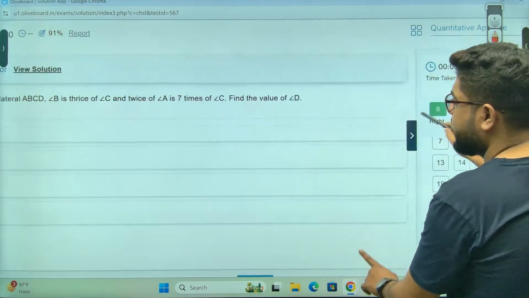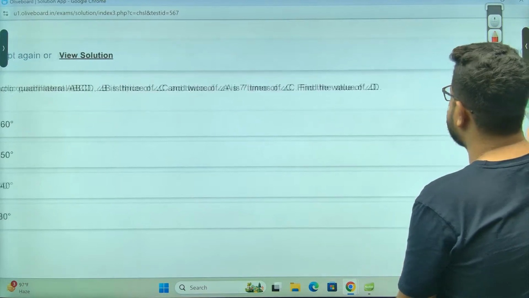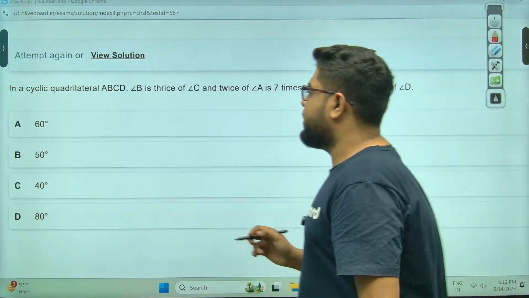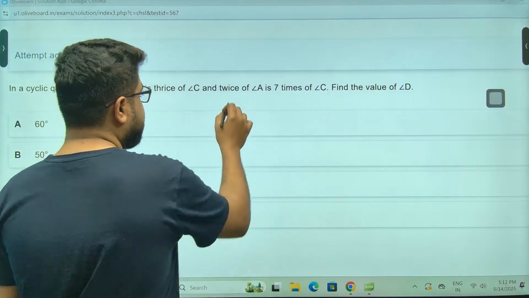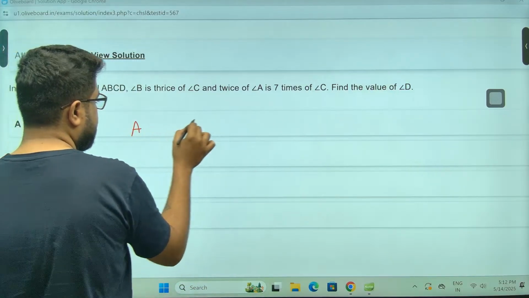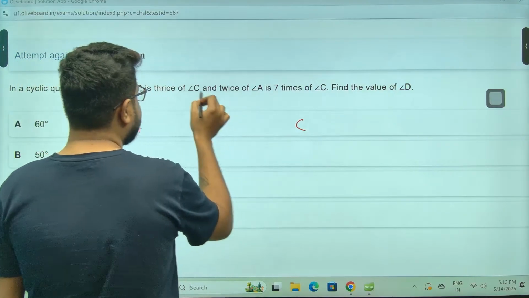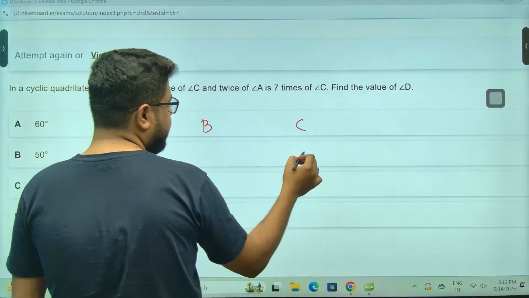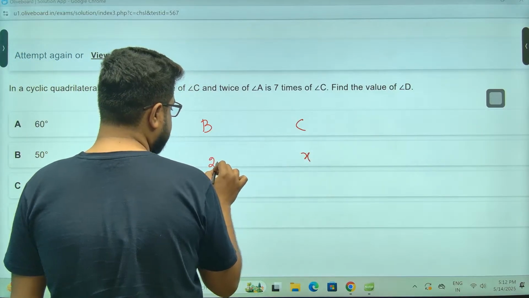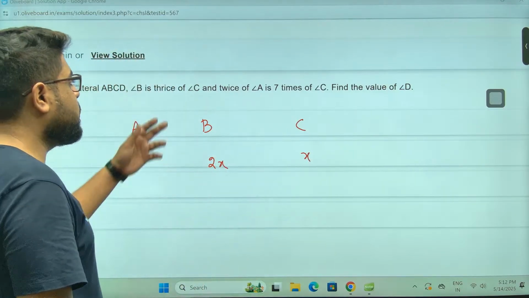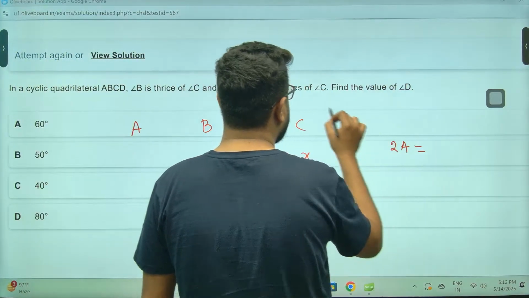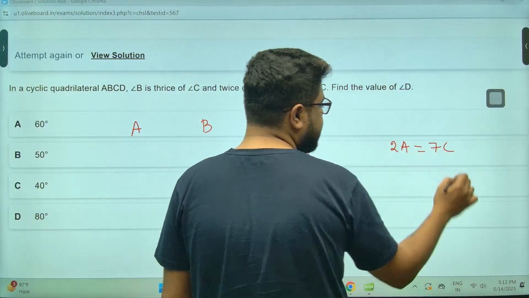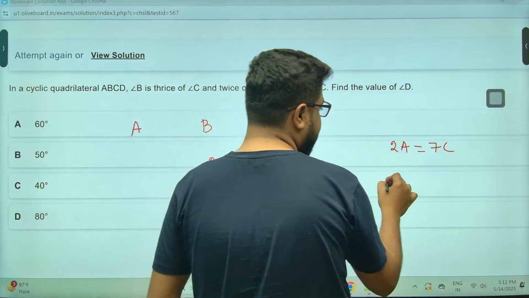Next one. Cyclic quadrilateral. B is thrice of C. A is 7 times of C, twice of A. B is thrice of C, so if C is X, B is 3X. Now, twice of A, 2A, is equal to 7C, 7 times of C. So that means A by C is what, sir?